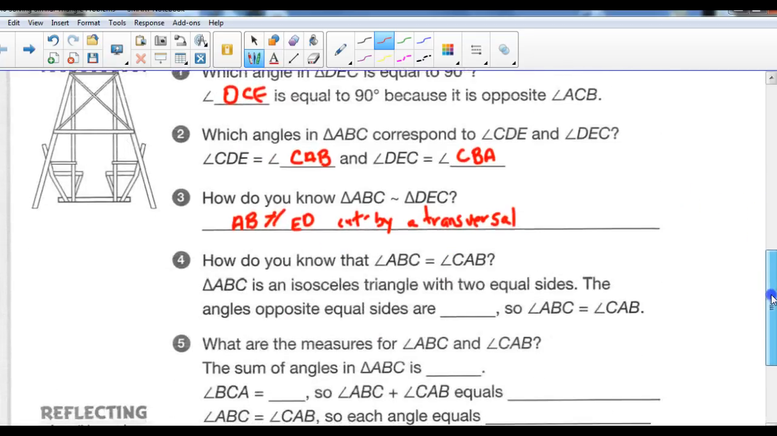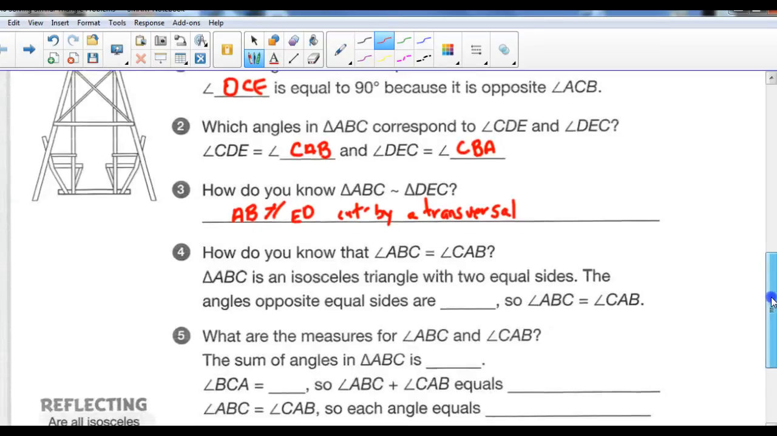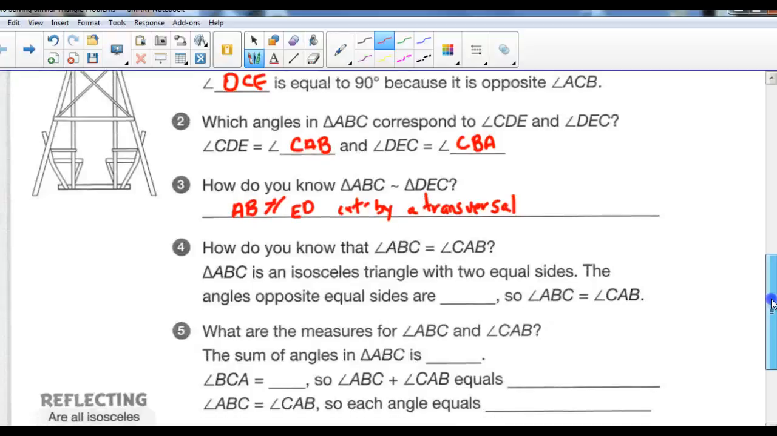How do you know that angle ABC is equal to CAB? Well, triangle ABC is an isosceles triangle with two equal sides. The angles opposite equal sides are equal to each other. So that means that angle ABC is equal to angle CAB.